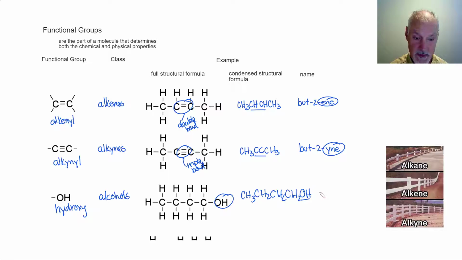And in terms of naming this particular molecule, this would be called butan-1-ol, OL on the end. So that's a way of recognizing it's a member of the alcohols.